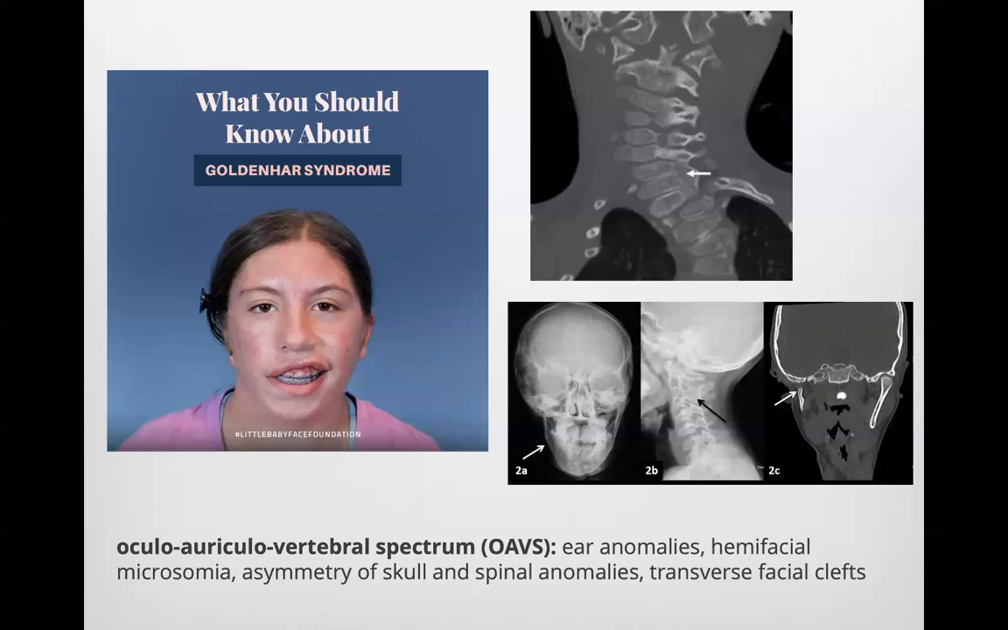Just one word about oculoauricular vertebral spectrum, or Goldenhar. There are abnormalities in the vertebral bodies, in the face, hemifacial microsomia, inner ear abnormality, and so on. But it's very important that this spectrum of abnormalities, like VACTERL or other associations, are probably non-genetic and due to something, again, that went very wrong in the early development.